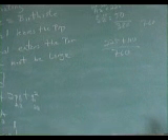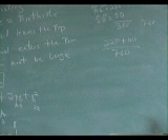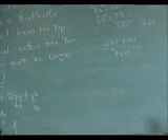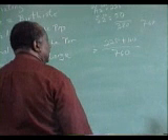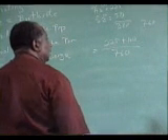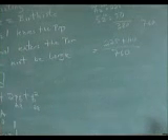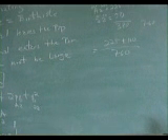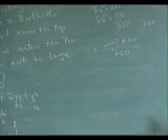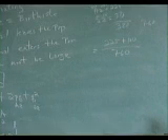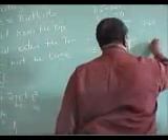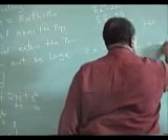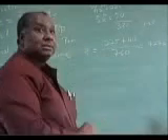Okay, so now what's the frequency of little a? What's the frequency of little a? Divided by 760, it's 0.4276. Okay, little a is 0.4276. Everybody agree with that?